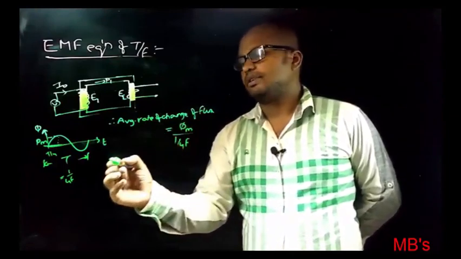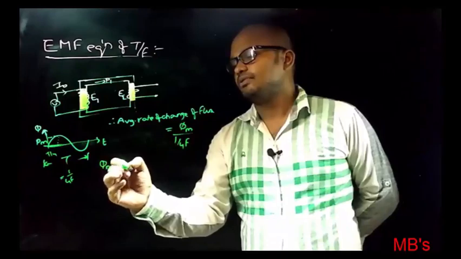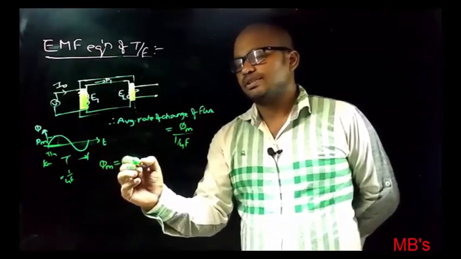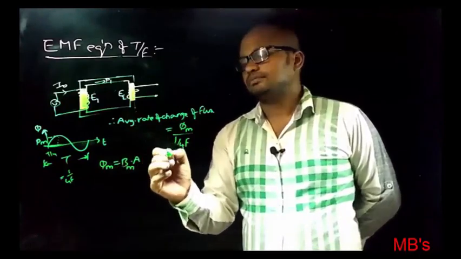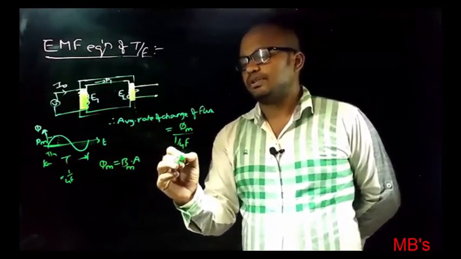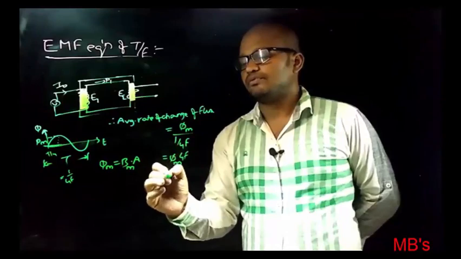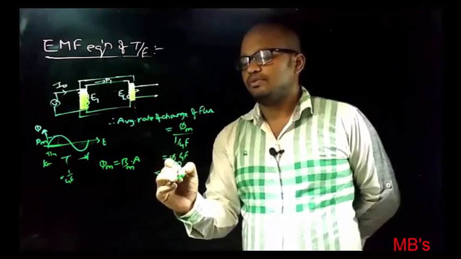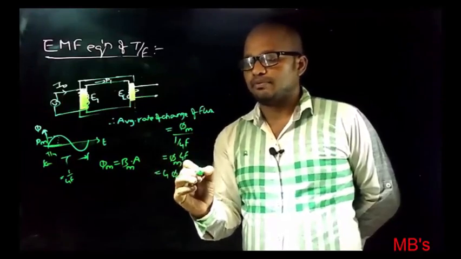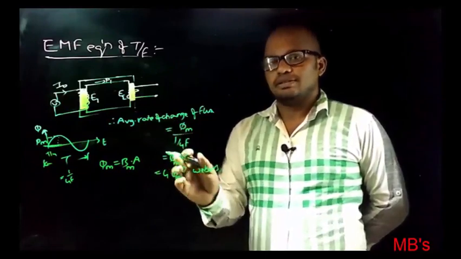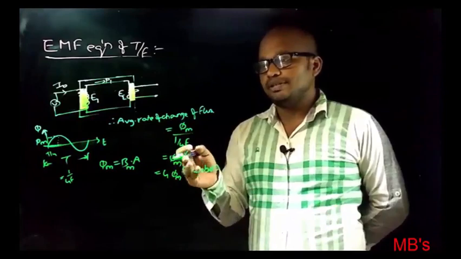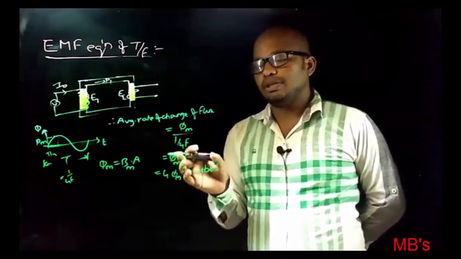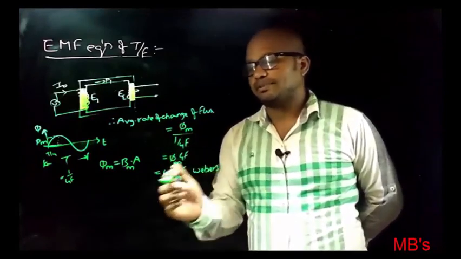equal to maximum flux phi m by 1 by 4f, where maximum flux phi m is equal to flux density into cross section of the core. Therefore, that is equal to phi m into 4f, that is equal to 4 phi m into f Webers. As this is the average rate of change of flux, in order to get the RMS value, we need to multiply this average value with form factor.